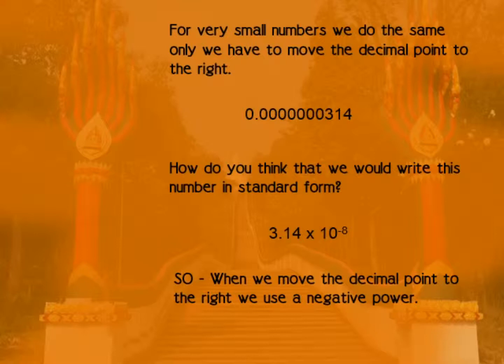And a little word of warning, you will notice you have to move it 1 point further than the number of zeros you have. So in our small number there are only 7 zeros, but if we stop after minus 7, then we have 0.3, and that is not big enough. We need our number between 1 and 10, so we have to go 1 place further to go over the 3, and that means we have 3.14 times 10 to the minus 8.